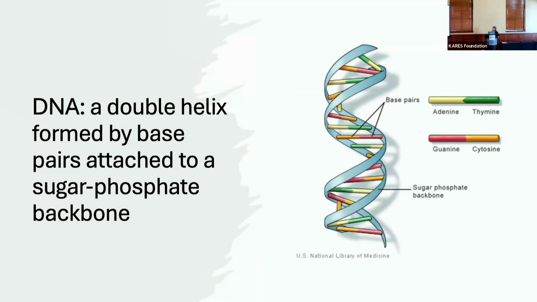So we'll first start out with DNA. Okay, so this is a DNA molecule. DNA is a double helix. Everybody's heard about the double helix, formed by base pairs attached to a sugar phosphate backbone. So we've all heard about the different base pairs. There's adenine, thymine, guanine, and cytosine, or ATGC, and that makes up the DNA.